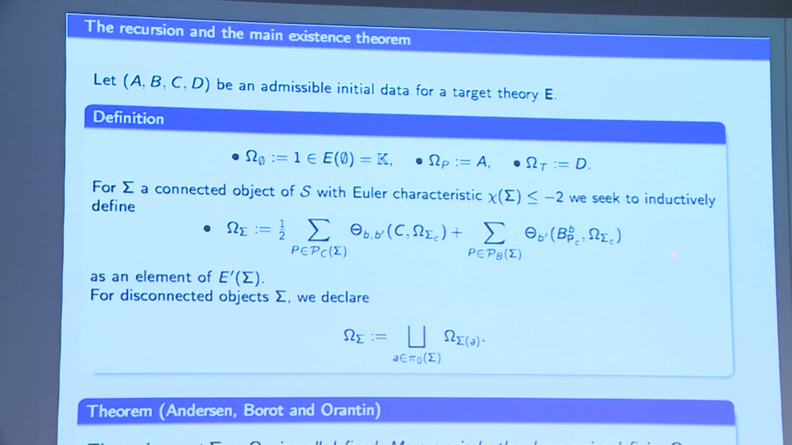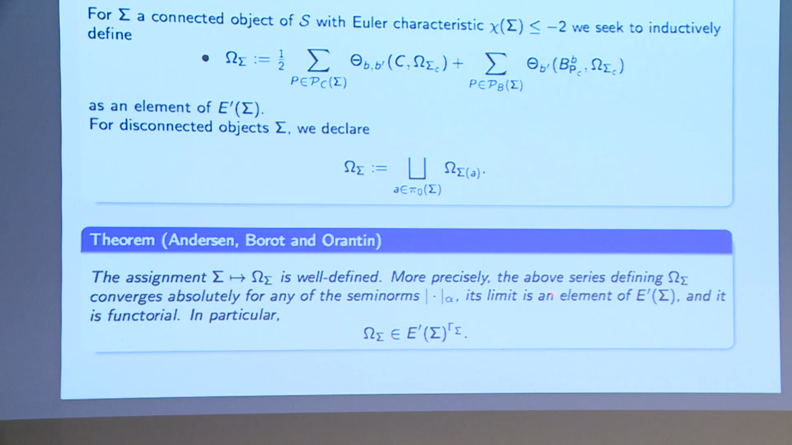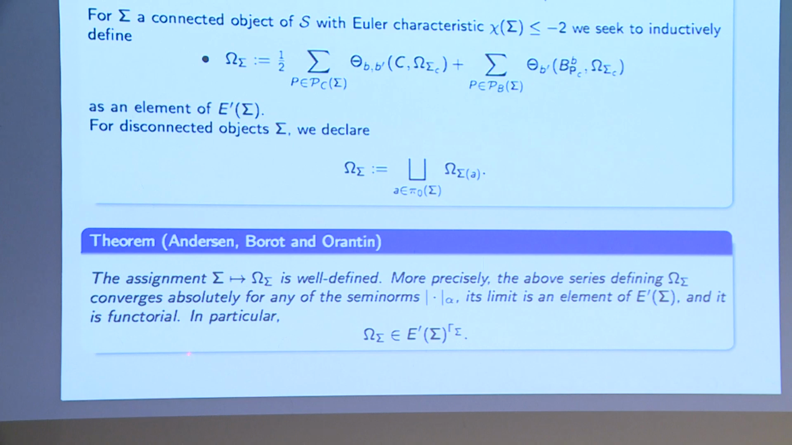And so the main theorem says that this assignment is well-defined. More precisely, this series here is absolutely convergent for any of the seminorms, and its limit lies in the E prime space, and it is functorial. In particular, this state that we get out of it lies in E prime, and it is mapping class group invariant.